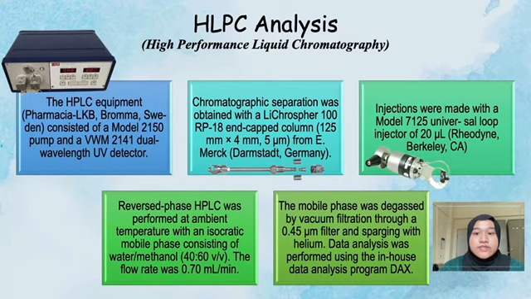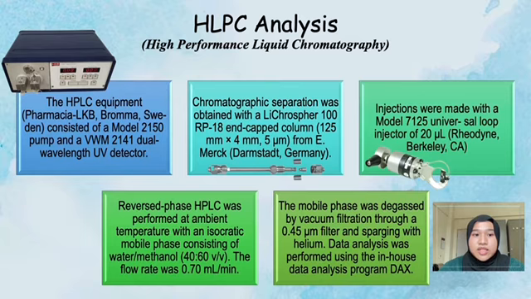So, the analysis of vanillin in vanilla extract was performed by high-performance liquid chromatography equipment consisting of a model 2150 pump and a VWM 2141 dual wavelength UV detector. The chromatographic separation was obtained from a LiChrospher 100 RP18 end-capped column from Merck, Germany. Injections were then made with a model 7125 universal loop injector of 20 microliters.